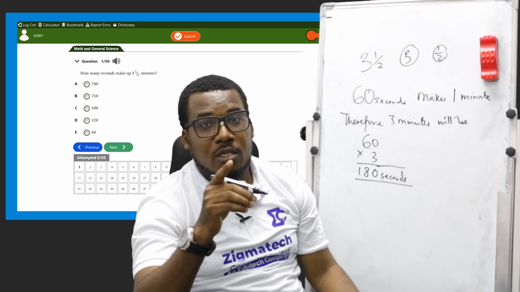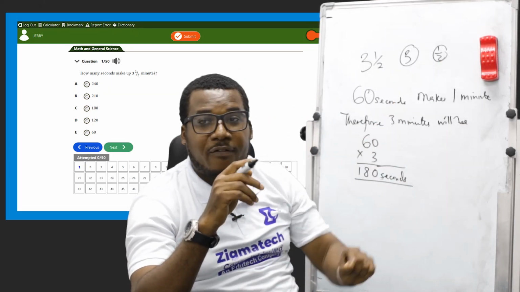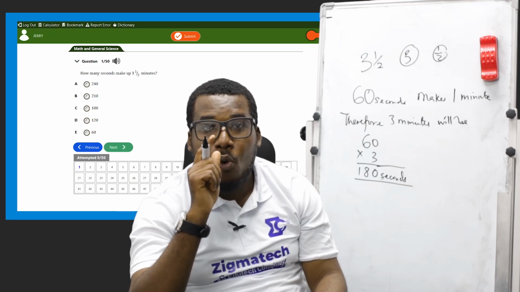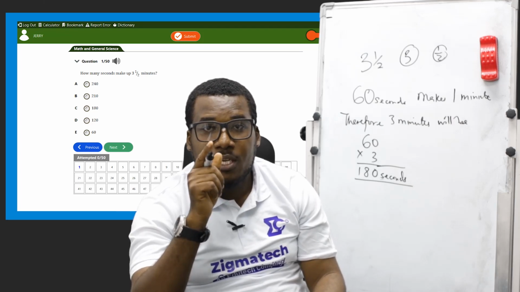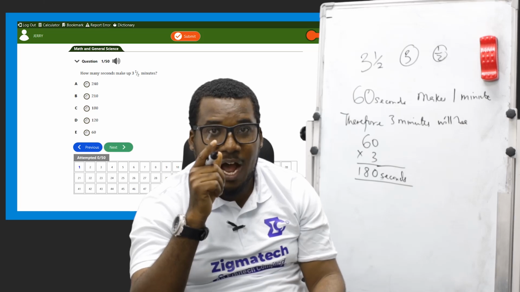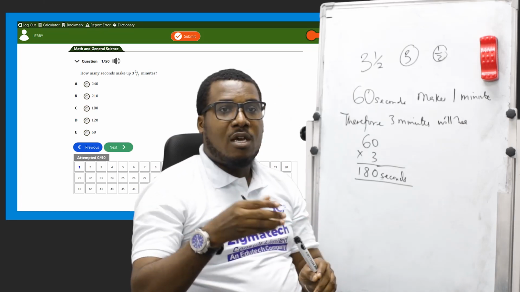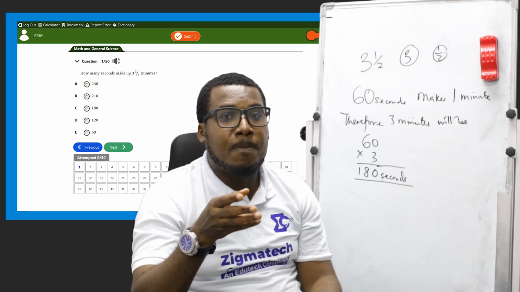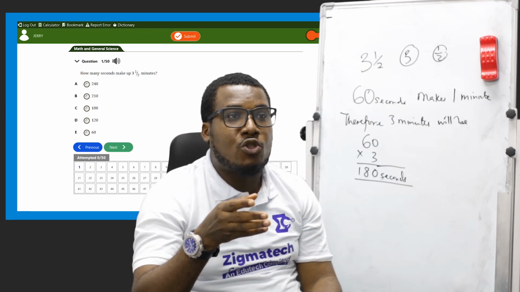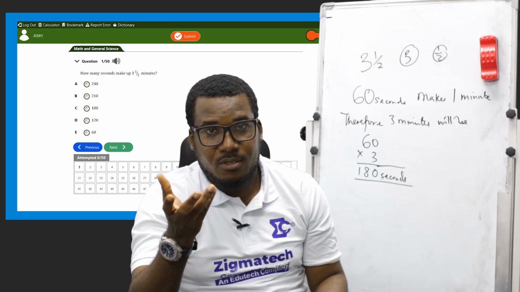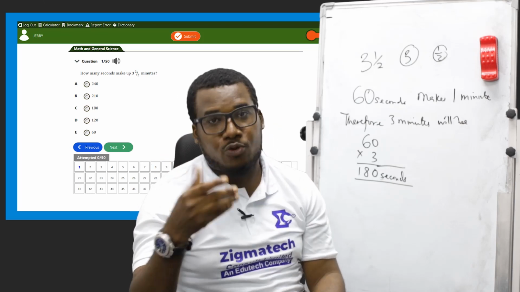But we're not done yet. We still have the problem with the fraction here, the half minute. So we know half is anything that is twice as low as 1. Sometimes twice as low as 1 is half.